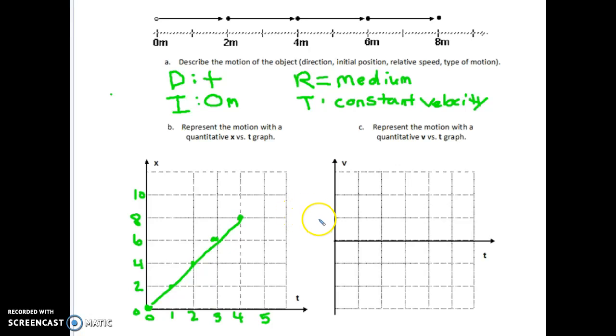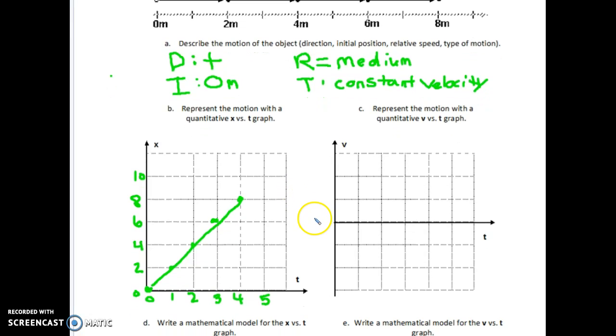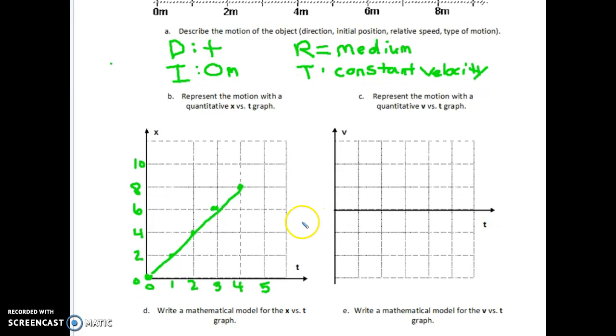All right, my next step is to make a quantitative velocity versus time graph. In order to do that, I really have to think about the slope of my position versus time graph. I can see that for every 1 second, I was increasing my position by 2 meters. So I know that the slope is 2 meters for every second. I also can look back at my motion map and look at the length of my arrows, and I can see that they are 2 meters in length. So I can figure out that my velocity is 2 meters for every second.